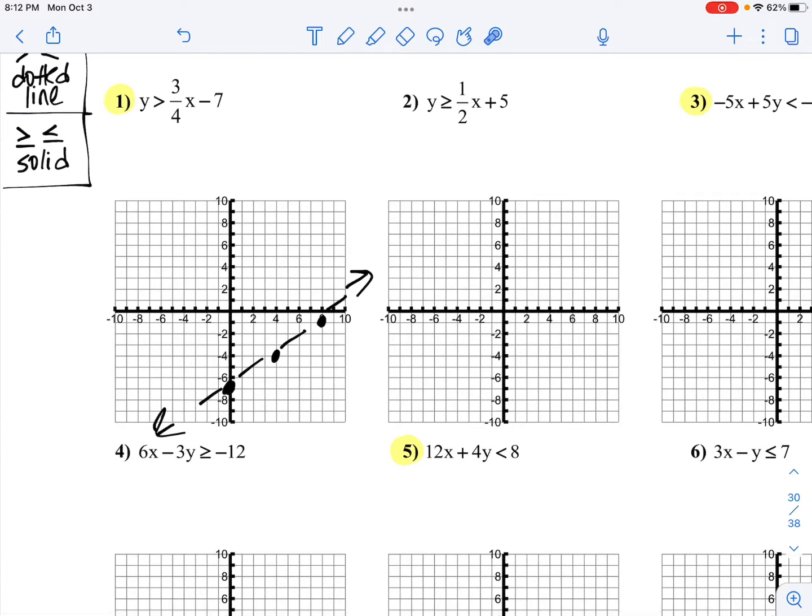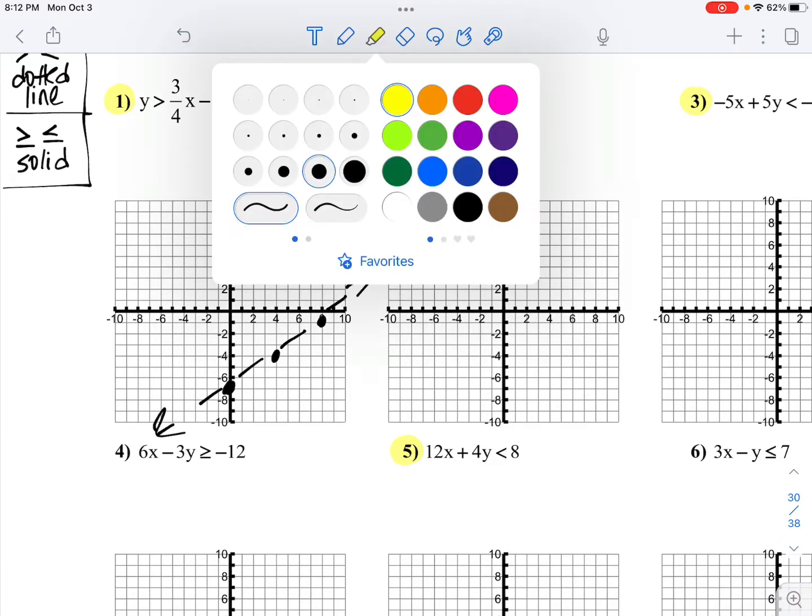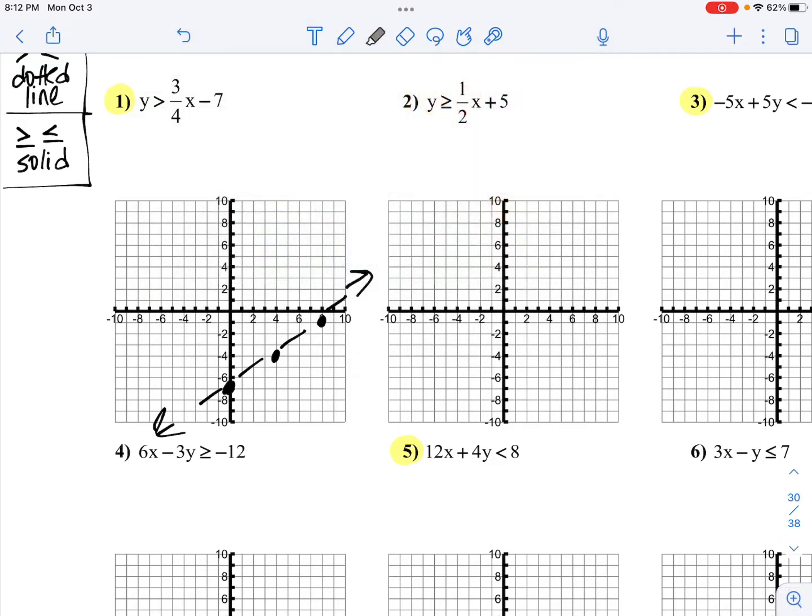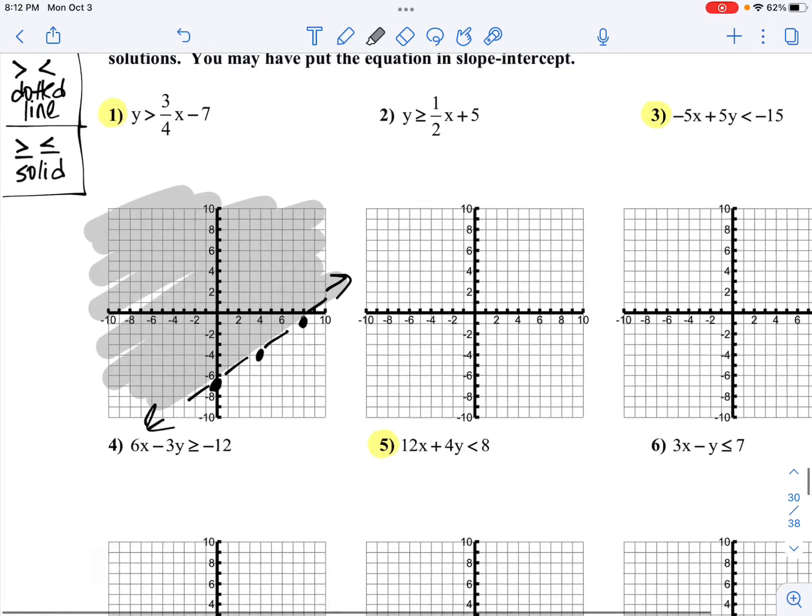And now let's talk about the shading. This arrow is pointing to the right. To the right in math means positive numbers. That's where the numbers get bigger. And so in this case, you're going to be shading up. So shade above the line. And that's how we're going to do that one, okay?